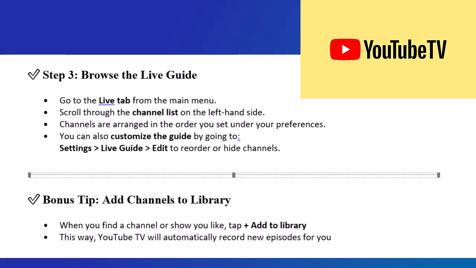Bonus tip: add channels to library. When you find a channel or show you like, tap plus Add to library. This way, YouTube TV will automatically record new episodes for you.